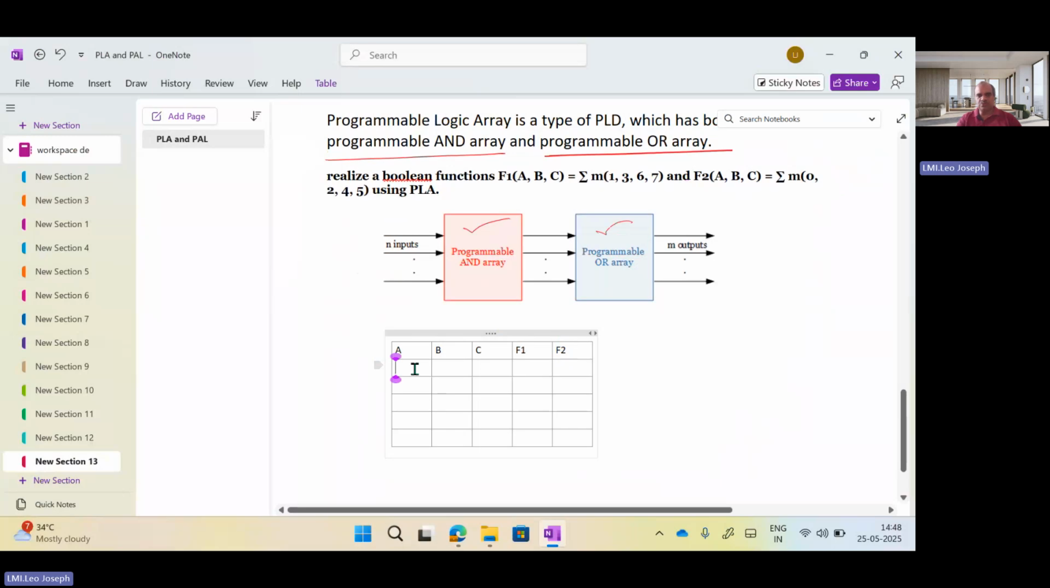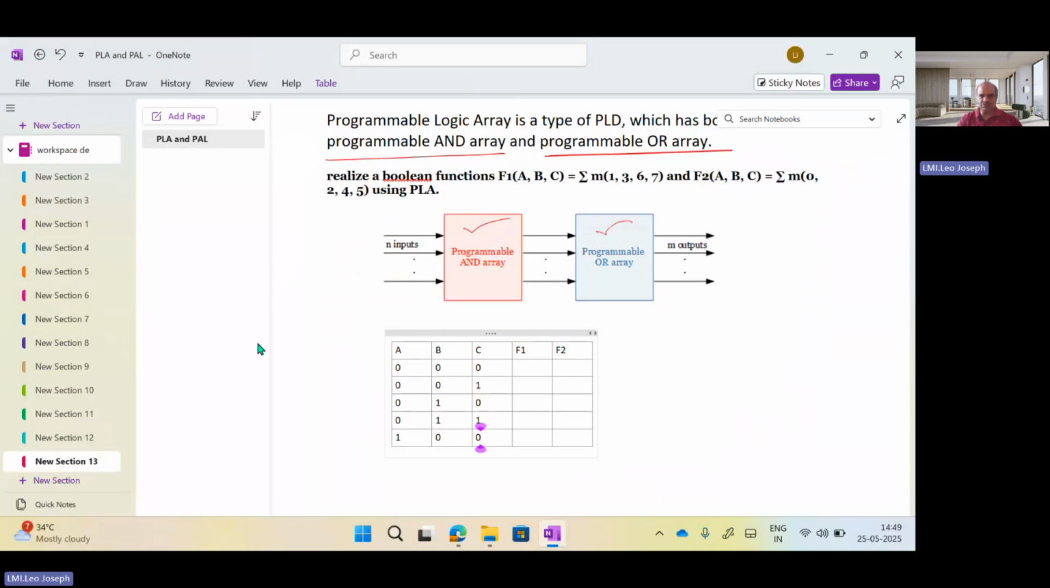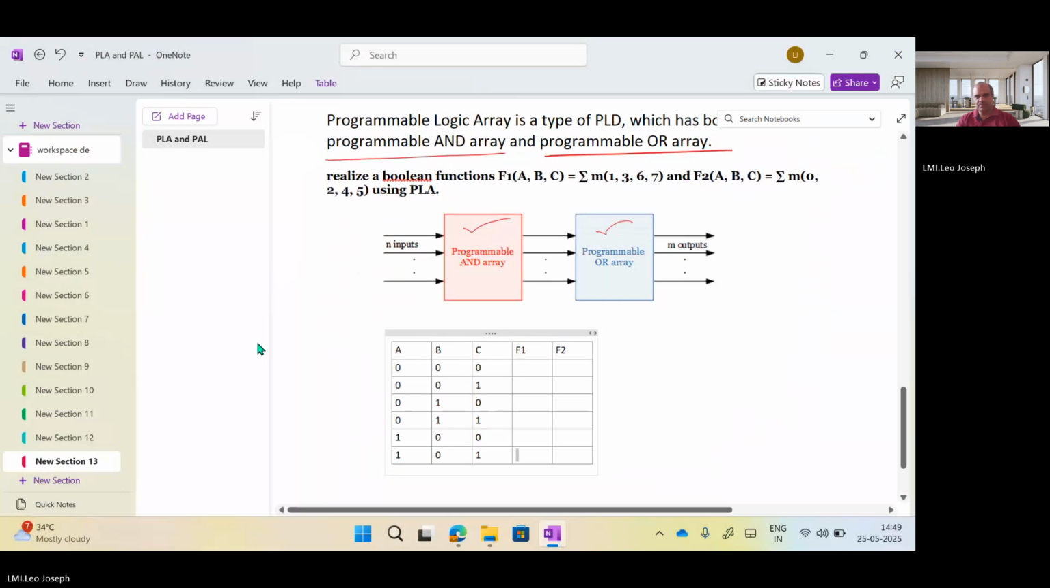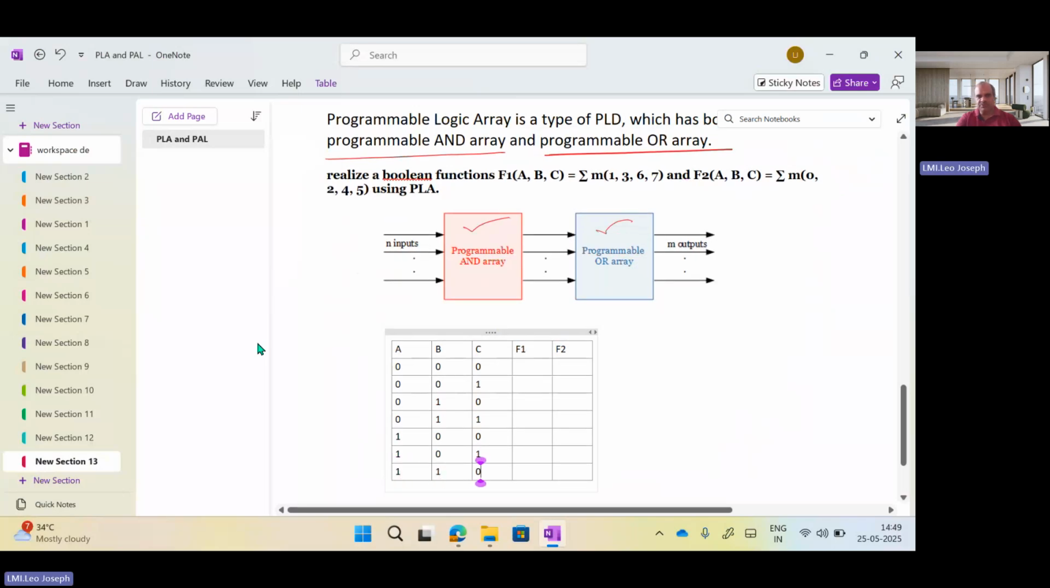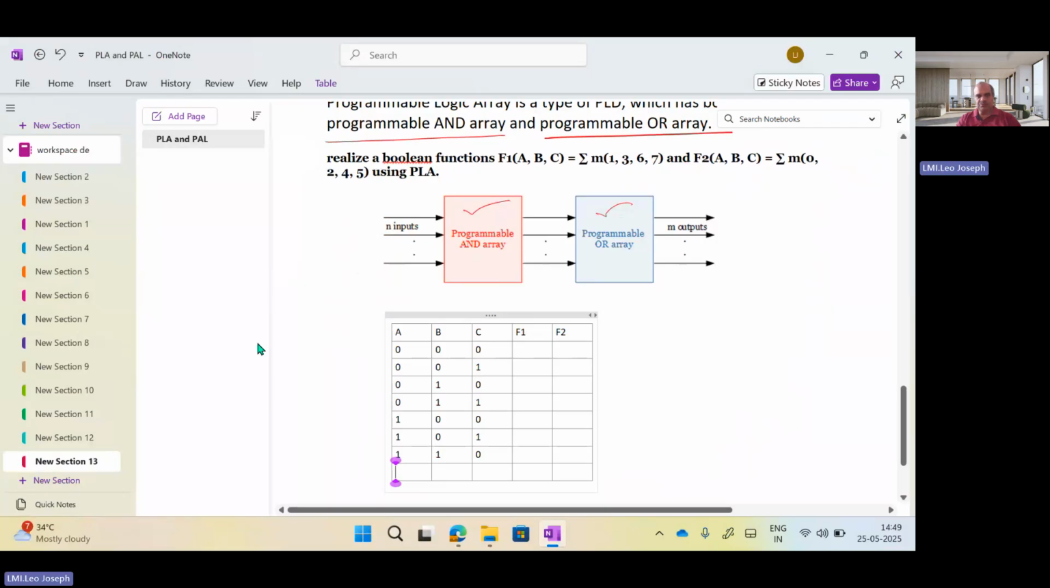Now I am going to write the input combinations: 0 0 0, 0 0 1, 0 1 0, 0 1 1, 1 0 0, 1 0 1, 1 1 0, followed by 1 1 1. I think it is clear. So first I am going to fill up this table.